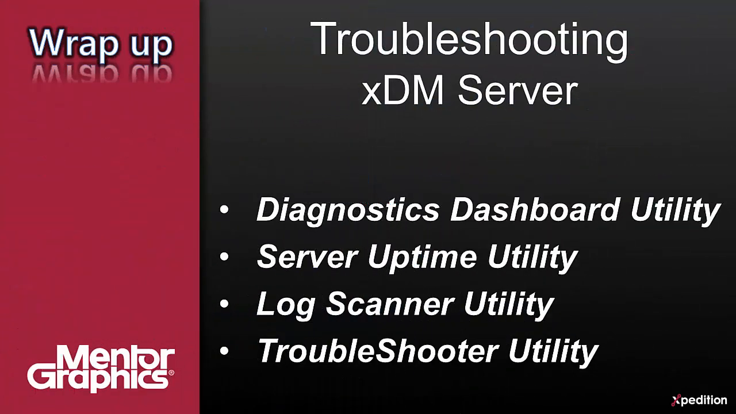In this training, I demonstrated how to approach a problem that might occur to the XDM server. The main utility that I used was the diagnostics dashboard. I also used information provided by several other diagnostic utilities, and especially the log scanner, which provided very easy access to the XDM server log files to review the details of the errors in them and even to open each log file in order to gather more information. I also used the troubleshooter utility. This time, I was lucky enough to get exactly the solution for the problem that I was facing.